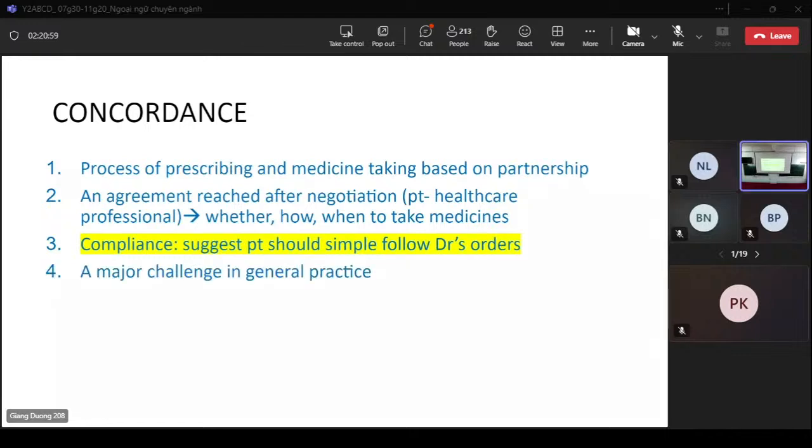Concordance is a major change in general practice. Why? As doctors, you are super busy. You've got 50 patients to take care of every day. How can you spend up to 10 or 15 minutes per patient? It's hard. So it's a real challenge in general practice, to make sure that we provide good service to all the patients. It's a challenge.